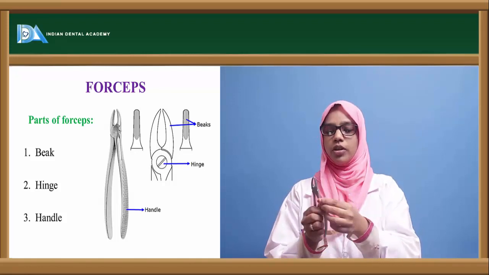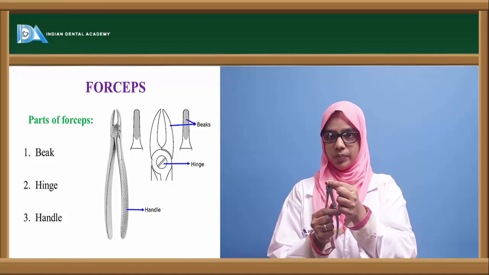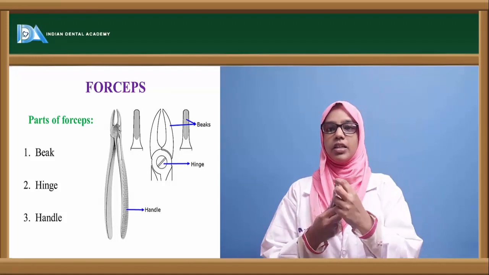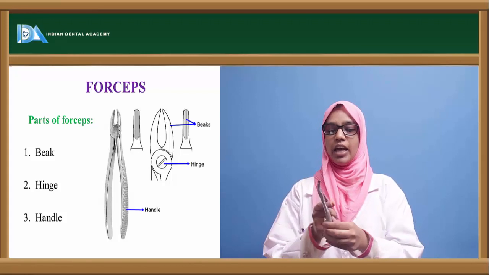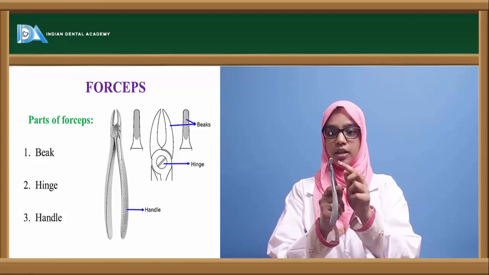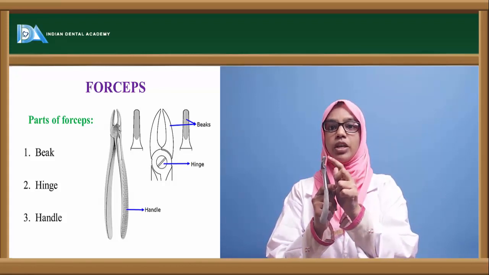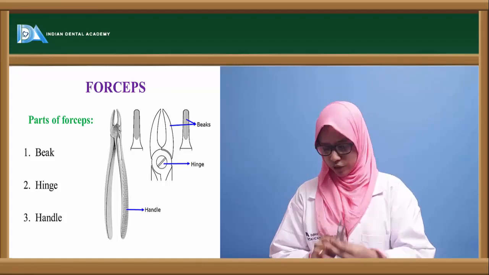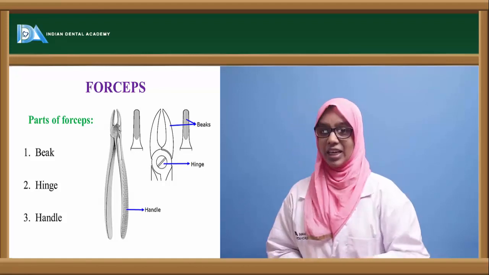In case of premolars, the beaks are apart. And in case of molars, one beak is smooth and the other beak has a serration, that is a triangle. Now this triangle will help to engage into the furcation area. So how will you hold and remove the tooth? Your grip will be something like this.